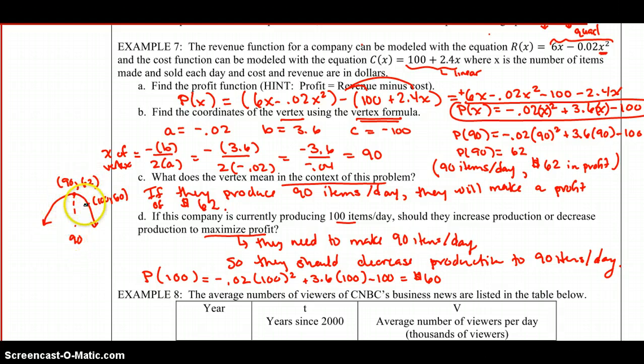So again, for the company to make more items, sometimes that means that they have to pay overtime to workers and so on, and then it's not as profitable. So in this case, they should decrease production to 90 items per day.